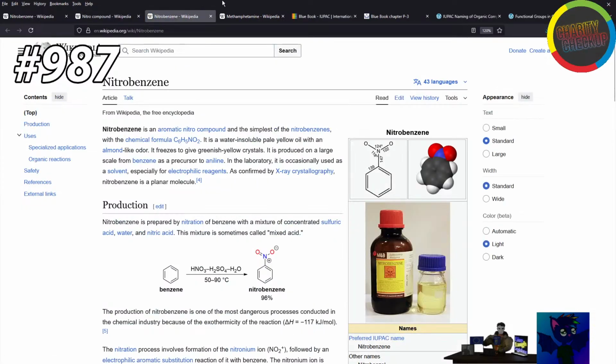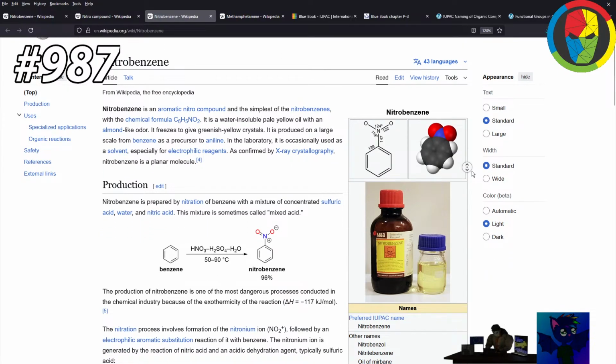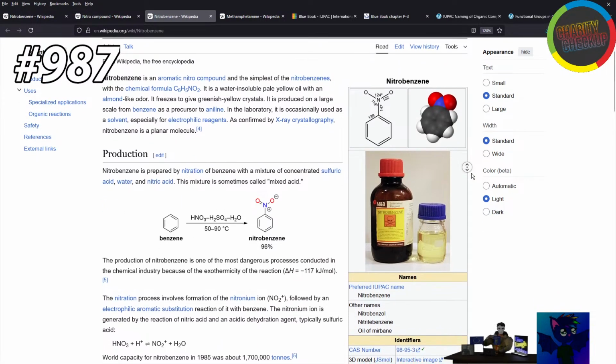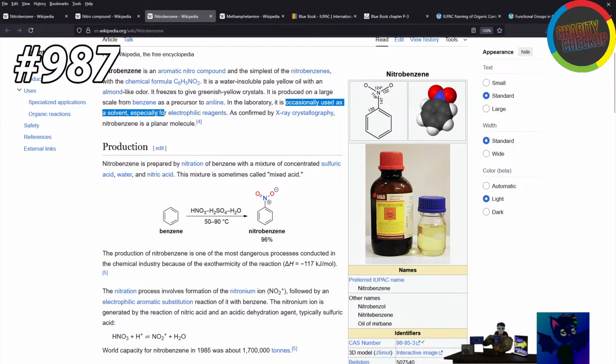Actually, what are some utilities of nitrobenzene? Because I don't want to make something illegal on camera. I'm glad you added the "on camera" at the end. It is occasionally used as a solvent. That's not what I'm gonna use it for.